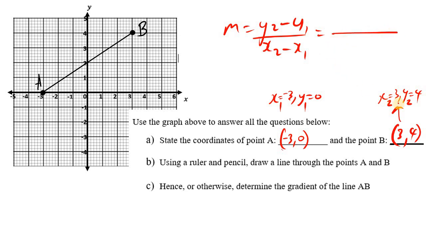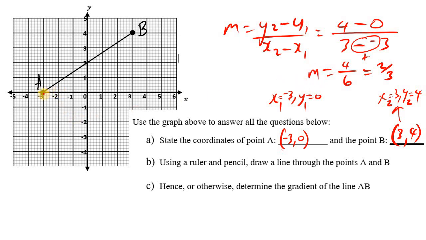Okay, so now what's y2? y2 is 4 minus y1, which is 0. x2 is 3 minus x1, which is -3. Now subtracting a negative is positive. So that's going to be 4 minus 0 is 4, and 3 plus 3 is 6. Simplified to 2 over 3. So our gradient is 2/3. All right, it's a small m that represents the gradient.